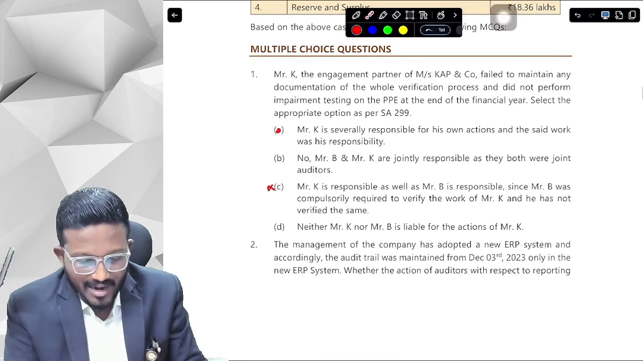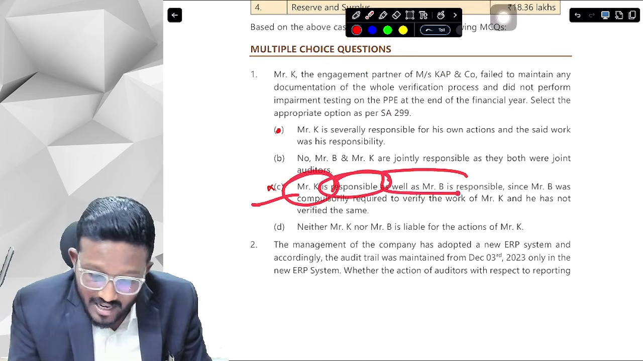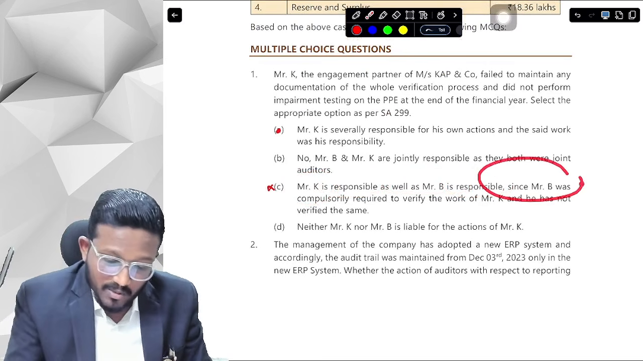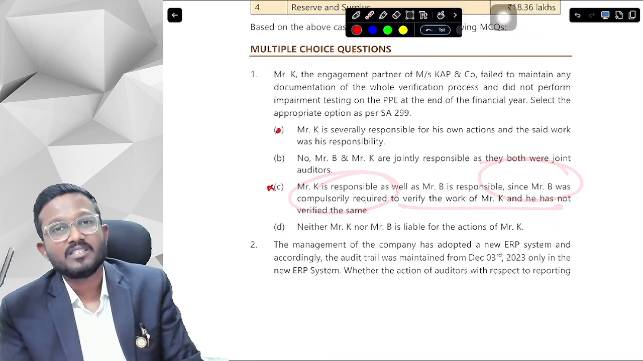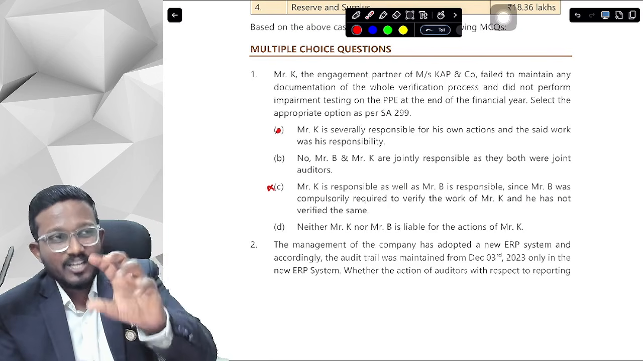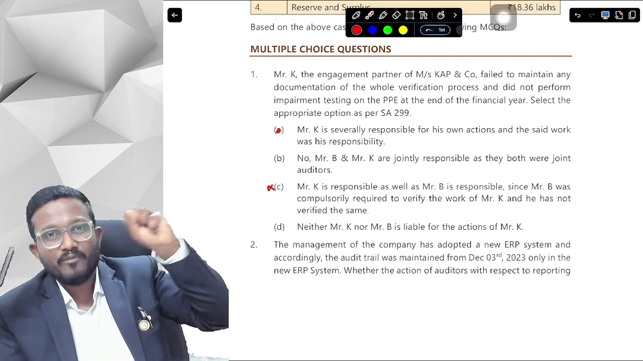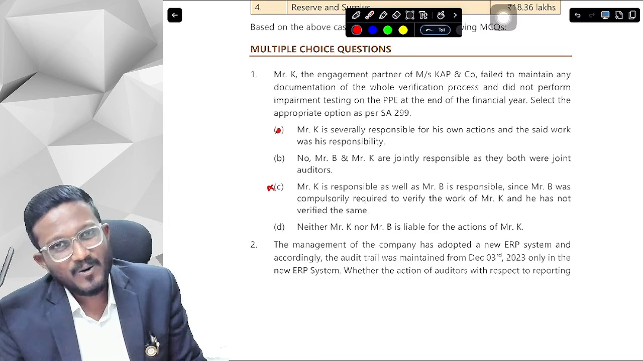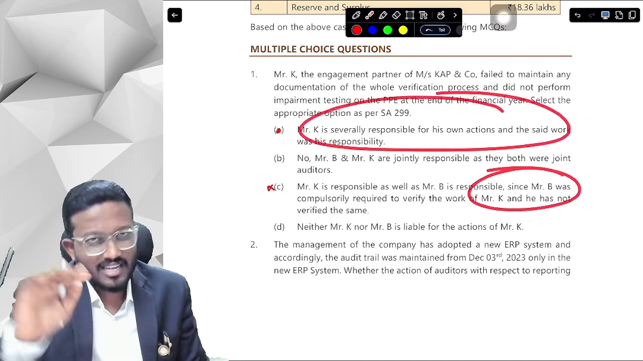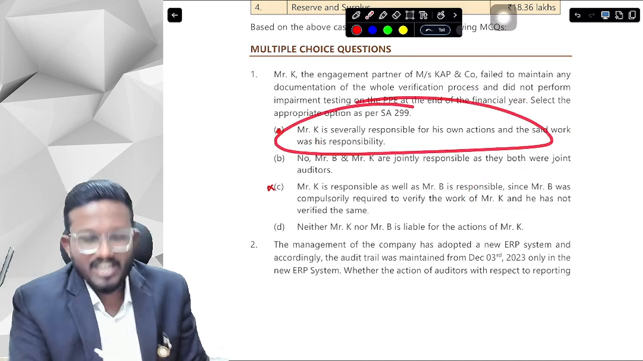Okay, yes sir, here you might confuse that Mr. K is responsible as well as Mr. B is responsible, because Mr. B is compulsorily required to verify the work of Mr. K. Are our joint auditors required to verify each other's work? No sir, we are entitled to assume that the other joint auditor would have performed the audit as per SAs. Okay, yes sir, so here Mr. B will not be responsible, the other joint auditor will not be responsible, only we will be responsible.